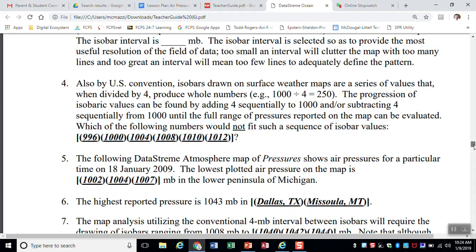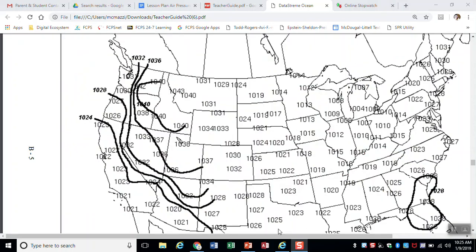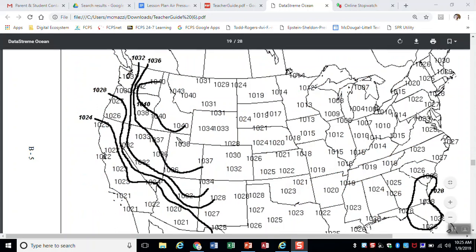Now, question number 5 says, the following data stream atmosphere map of pressures shows air pressures for a particular time on January 18th, 2009. The lowest plotted air pressure on the map is what? It's in the lower peninsula of Michigan. So for question number 5, you have to look at this map here on the back page and try to figure out what is the lowest reported air pressure, and they tell you it's in this area up here where Michigan is.